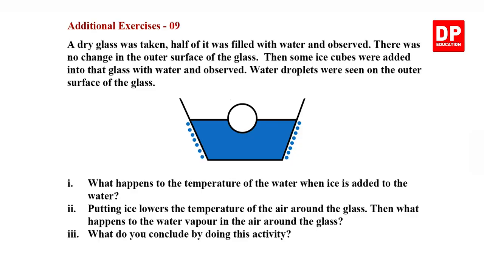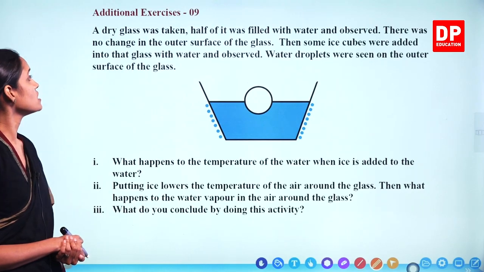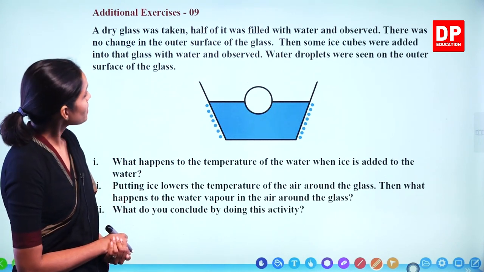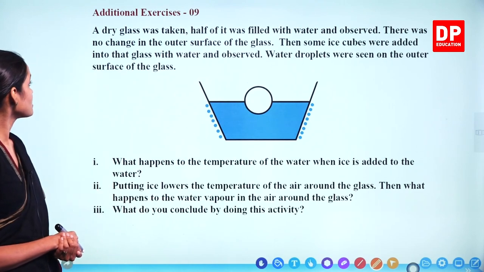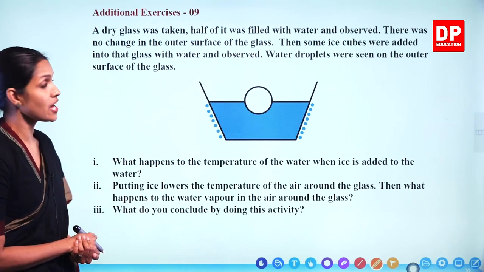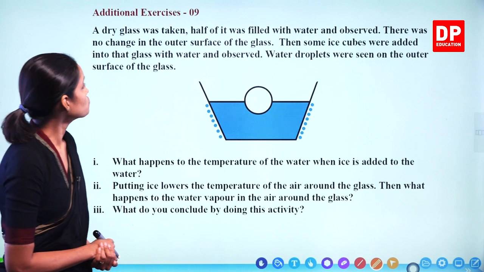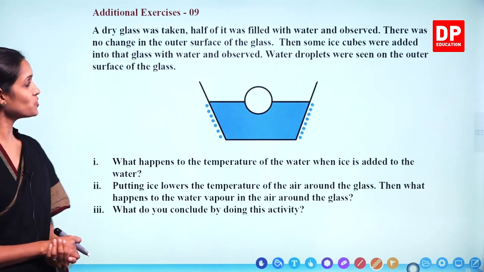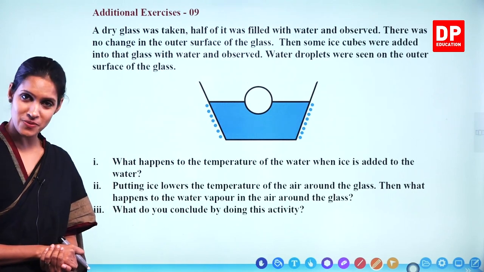Okay. Additional exercises, number 9. Read this carefully. A dry glass was taken. Half of it was filled with water and observed. There was no change in the outer surface of the glass. Then some ice cubes were added into that glass with water and observed again. Water droplets were seen on the outer surface of the glass. Do you remember we did the same experiment, children?